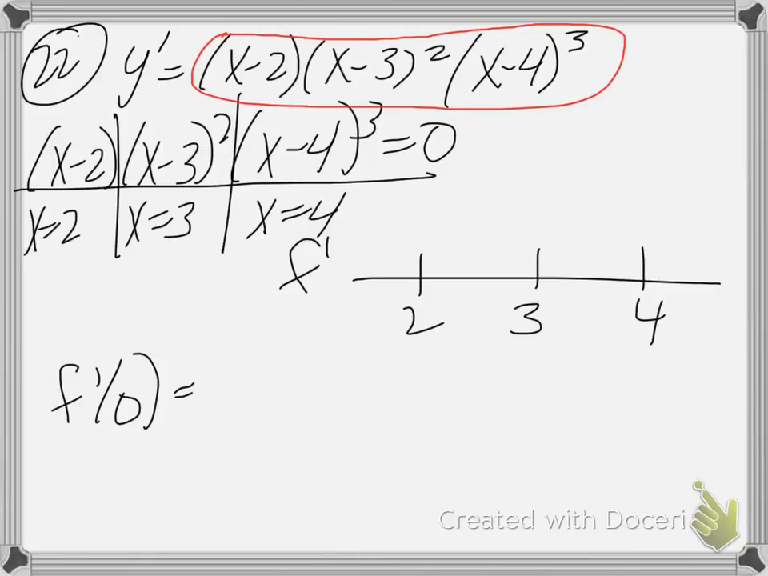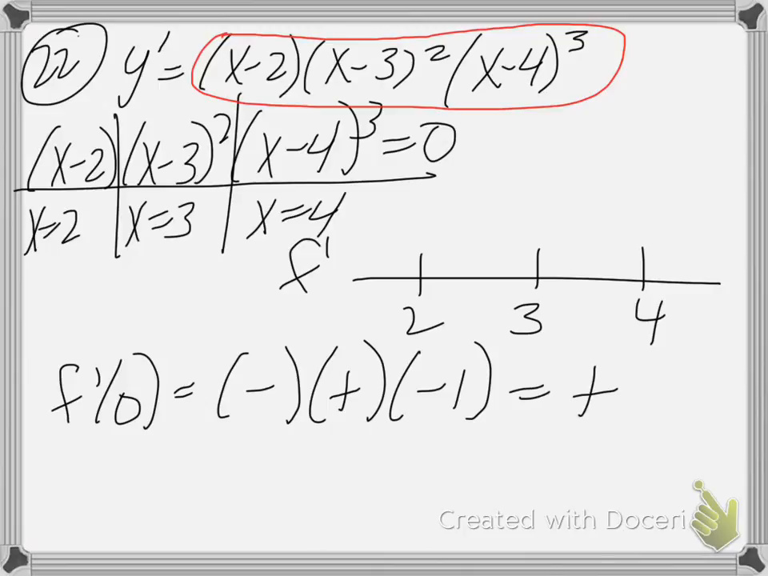Okay, so if you put 0 into the first parentheses, you're going to get a negative value. So that's all we care about, that the first one is negative. The second parentheses will always be positive because it's something squared. So you don't have to figure anything out. It's always going to be positive. And the third one, if you put 0 in there, you're going to have a negative number to the third power. That's going to give you a negative. So you have a negative times a positive, which is a negative, and a negative times negative is positive.